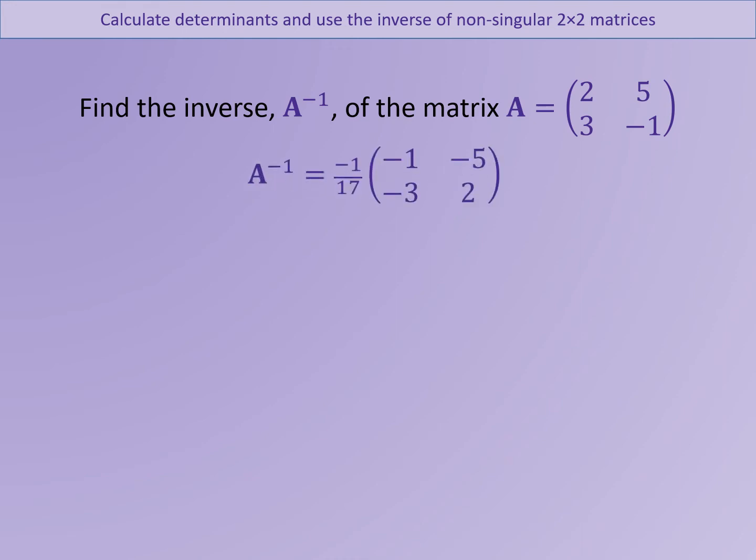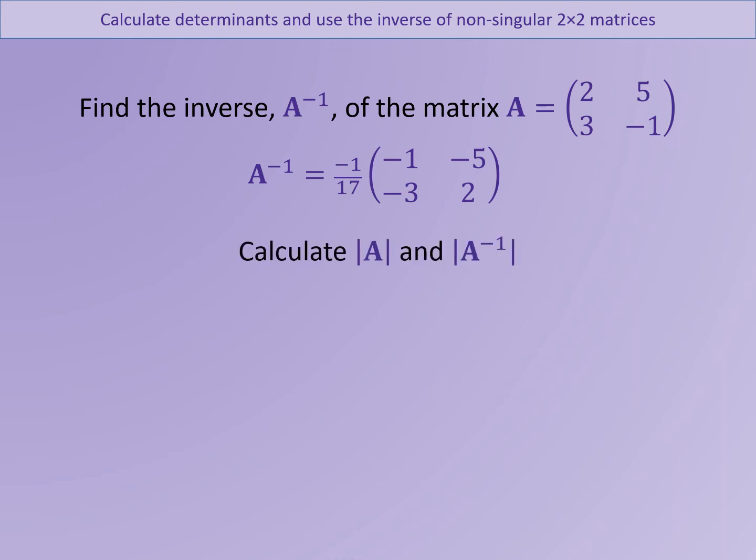Okay, so the determinant of A, first of all, is going to be minus 17. It's going to be minus 2, minus 15. So the beginning of the inverse is going to be minus 1 over 17. We're then going to shuffle around the elements inside the matrix to get minus 1, minus 5, minus 3, 2. So that is the inverse of A. The minus 1 over 17 could go inside the matrix to give fractions as the elements if we wanted to.